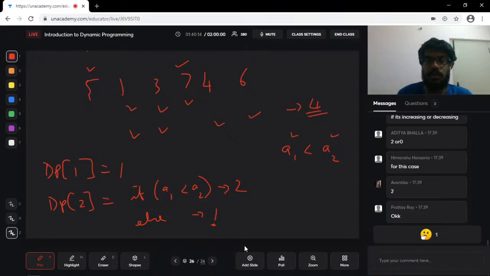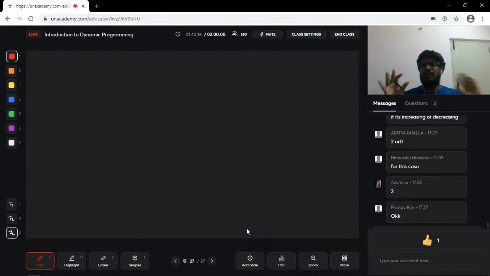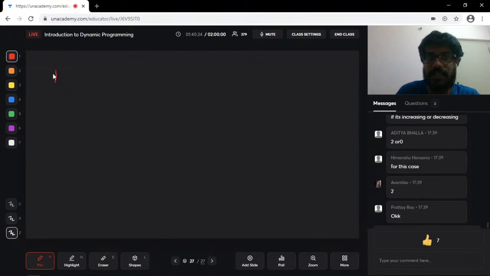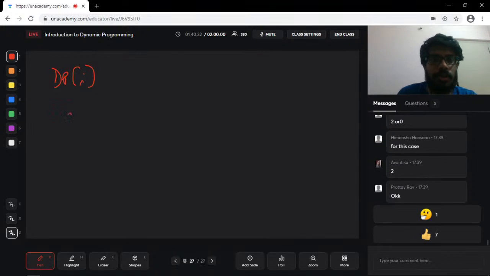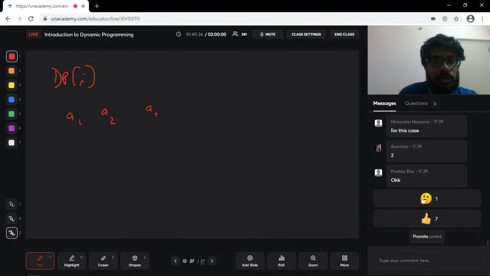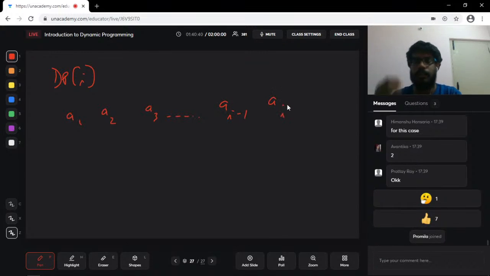Okay, great. Similarly, DP3 also I can do some manual work and find it, but we don't want to do that manual work. We want to go to the general formula, right? So the general formula is DP of I. What is DP of I? When we want to compute DP of I, I assume I know DP of 1, 2, up to DP of I minus 1. So I have A1, A2, A3, up to A I minus 1, AI, right?